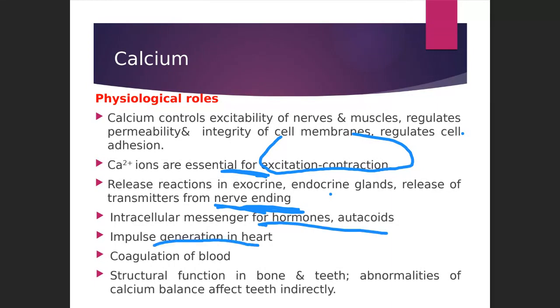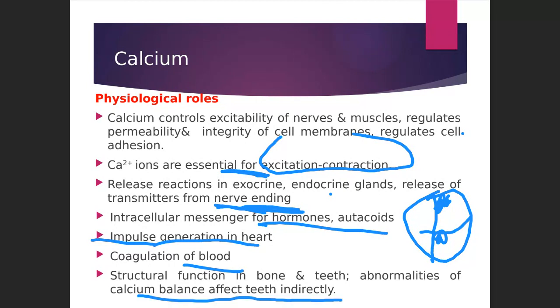Impulse generation in the heart. When we talk about the heart, it has four chambers, isn't it? In the SA node and AV node, whenever the impulse is generated, the electrical discharge and conduction are generated by calcium from the SA node. Calcium is also involved in coagulation of the blood, blood clotting factors, and structural functions in the bone and teeth. Abnormalities of calcium balance affect teeth indirectly. So it is not a direct process, it can be an indirect process.